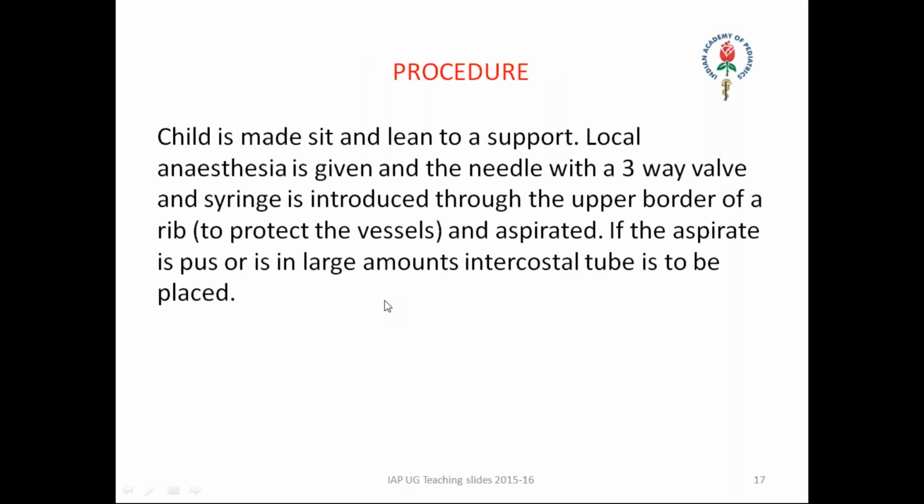Procedure: the child is made to sit and lean to a support. Local anesthesia is given and a needle with a 3-way and syringe is introduced through the upper border of a rib and aspirated. If the aspirate is pus or in large amounts, an intercostal tube is to be placed.